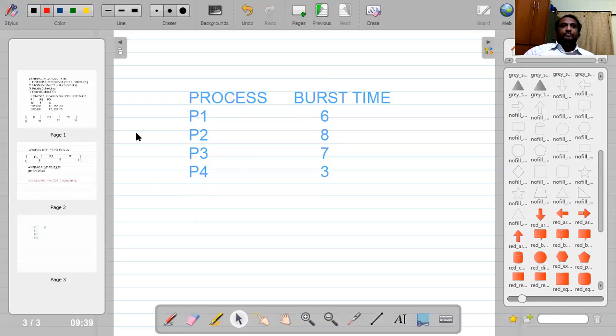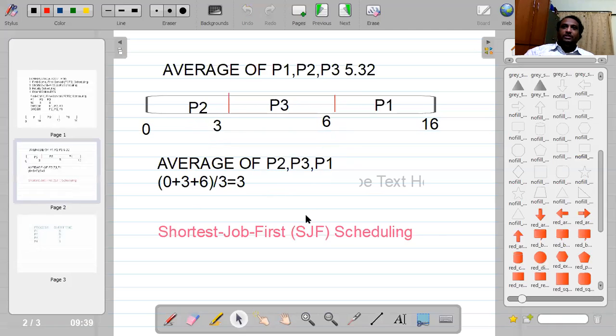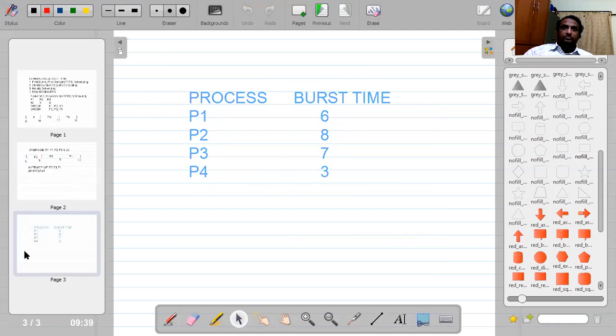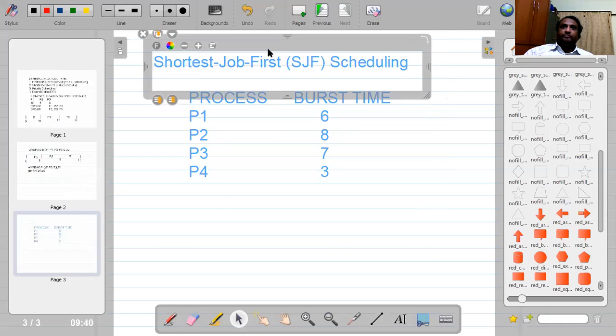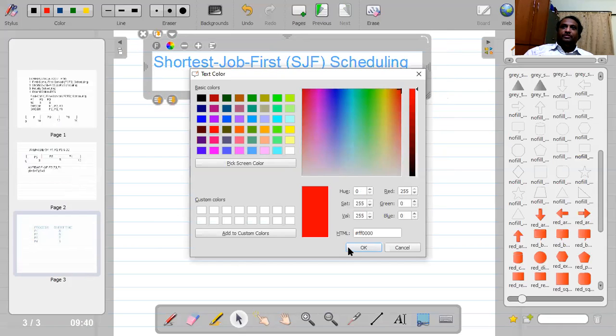Okay. So, these are the four processes. P1, P2, P3, P4. And the burst time of P1 is 6, P2 8, P3 7, P4 3. Now, as the title says here, what is the title here? Shortest job first.